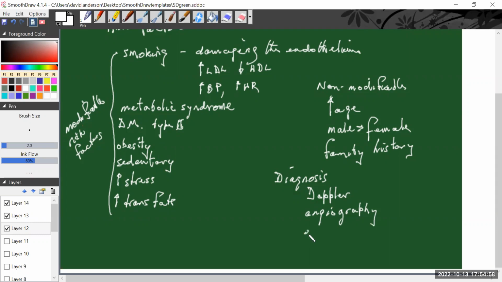And you can also have, this is very non-specific, an exercise or stress test, where you're just challenging the body, increased oxygen demand. If you're unable to go through the expected stages of the stress test, it's an indicator that there's blockage somewhere.